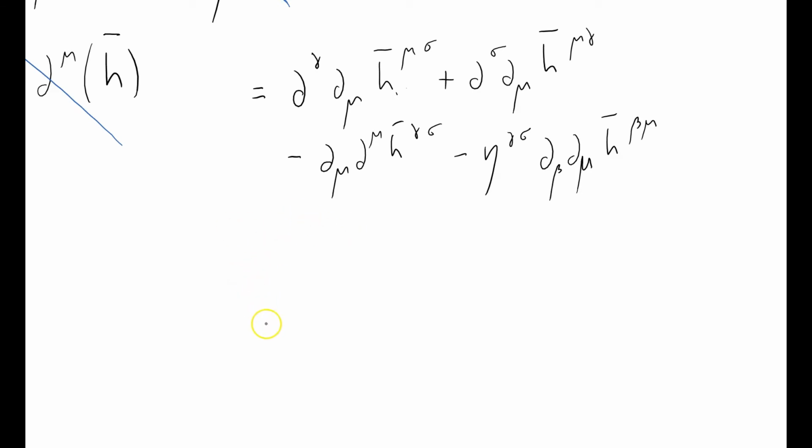So it's di mu h bar gamma sigma, which is this term here. No, I haven't. I'm going to leave that sign in. That's a minus. No, no, it isn't. I'm going to change the sign. Minus this one, di gamma di mu h bar mu sigma, which is that term there.